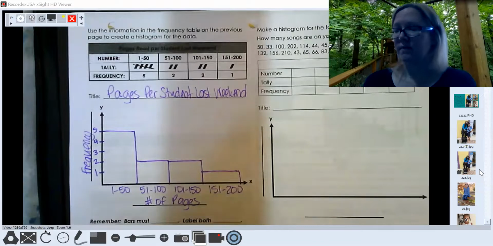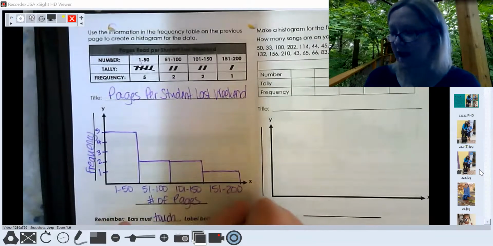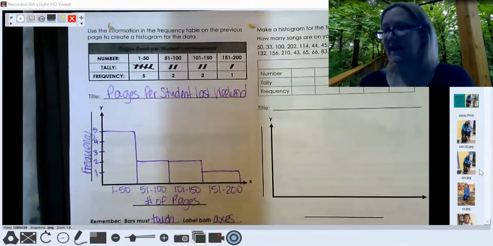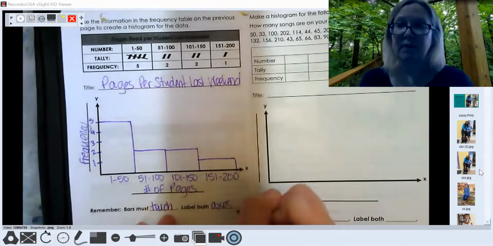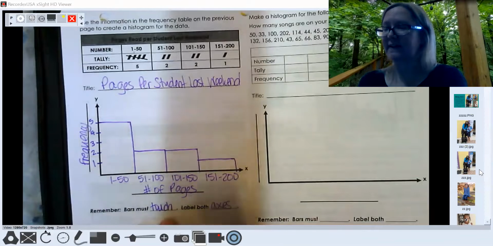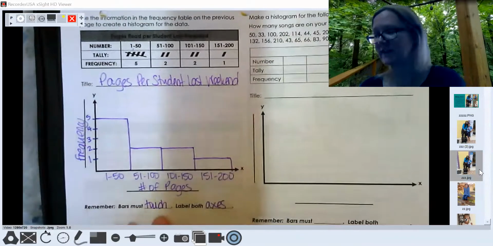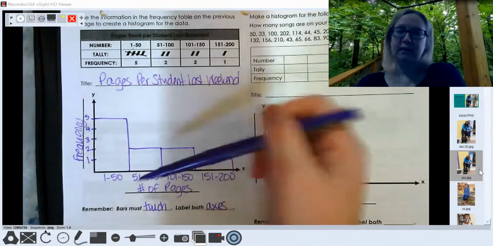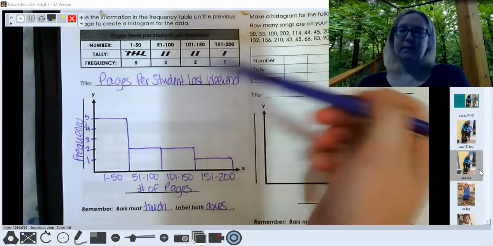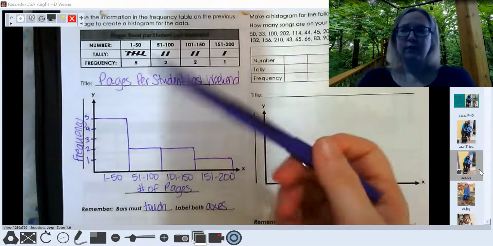Okay. Remember, bars must always touch and label both axes. That's the x-axis and the y-axis. And yes, it is spelled correctly. Axes is plural. X-axis, y-axis. Axis is singular, axes is plural. So just FYI on that. All right, so here's how you would make your histogram based on the data that we had up here in the frequency table.